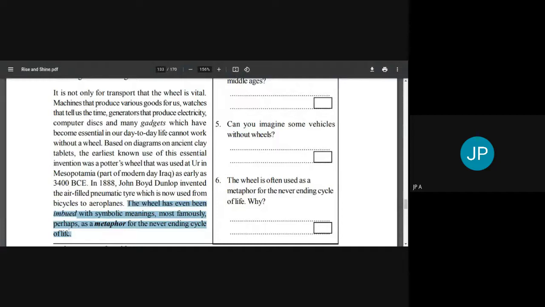The wheel has been imbued. What is meant by imbue? Imbue means to fill. The wheel has been filled with symbolic meanings. What is symbolism? What is a symbol? What do you mean by a symbol?